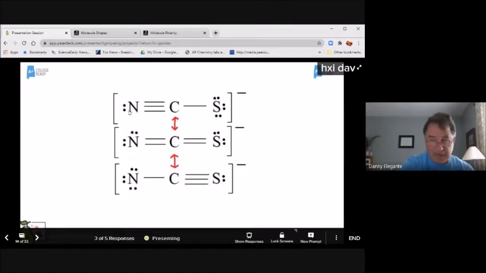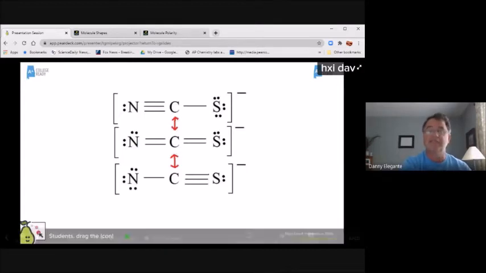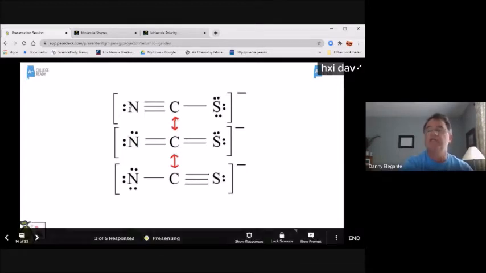So this would be 5. That's how many valence electrons nitrogen has. Minus 2. 5 minus 2 is 3. Minus half the number of bonding electrons. So it's 5 minus 2 minus half of 6, because that's a triple bond. So 5 minus 2 minus 3 is 0. So this one up here gives nitrogen a formal charge of 0.